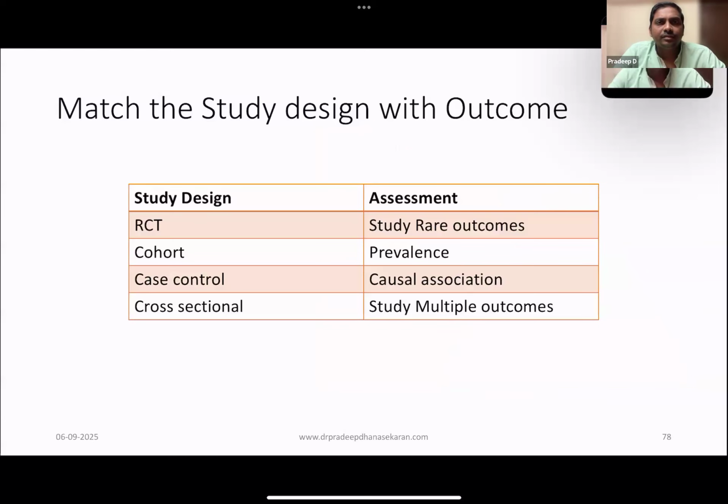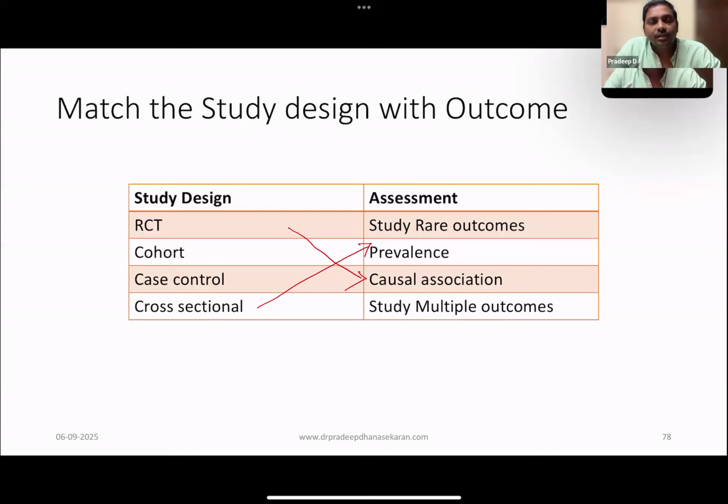Then let's discuss this match the following. You match the study design. On the left, you have a study design, and on the right, you have the outcomes. So a randomized control trial is designed to study what outcome? A randomized control trial is used to study causal association. Whereas cohort study, case control study, and cross-sectional study. Cross-sectional study, I have already discussed, is to identify the prevalence.